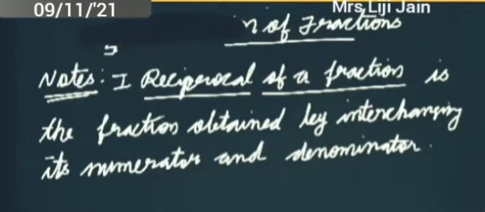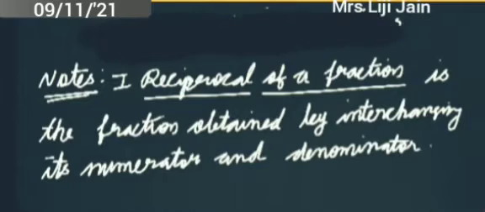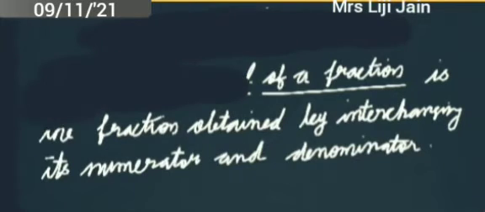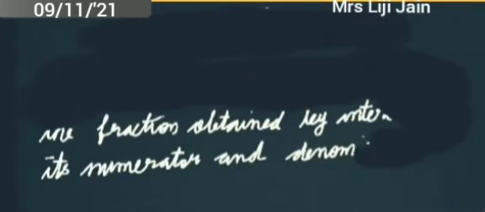What is meant by interchanging? Yes, in the place of numerator, we have to write the denominator. In the place of denominator, we have to write the numerator. That is meant by interchanging its numerator and the denominator. So for finding the reciprocal of a given fraction, in the place of numerator the denominator has to be written, and in the place of denominator, the numerator has to be written. Okay, so let's write examples.